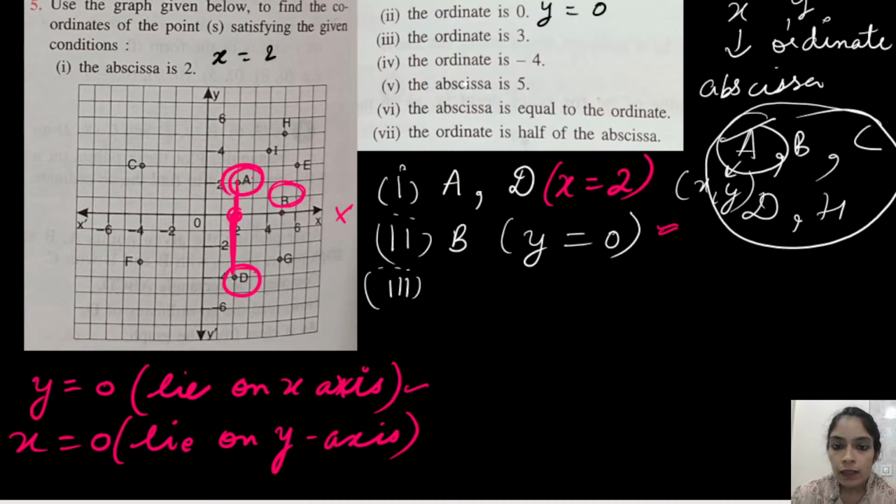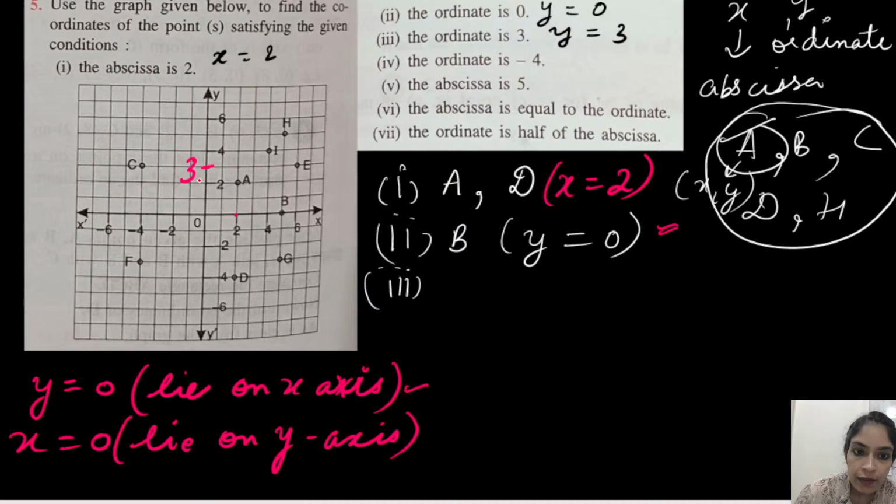Then the third one, let's do. Third one, they are telling ordinate is equal to 3. Ordinate means y is equal to 3. So how do we do this type of question? On the y-axis you just locate where I have 3. Here I have 3 on the y-axis. Just opposite to that you see which alphabet is there. So opposite to 3, C is there.